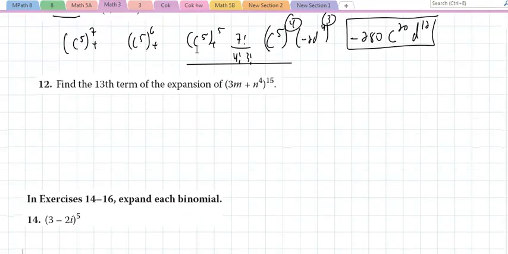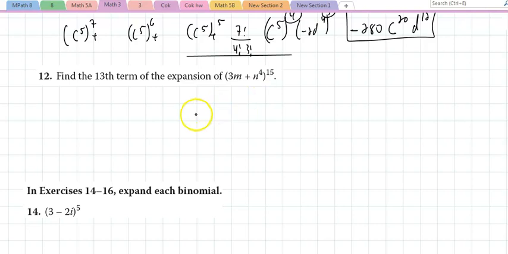So when I look at this problem here, I'll say, okay, you know what? This right here is 16 terms. I want the 13th term. 16. The last term is the 16th term. That is n to the 4th raised to the 15. The 15th term is the term before it.